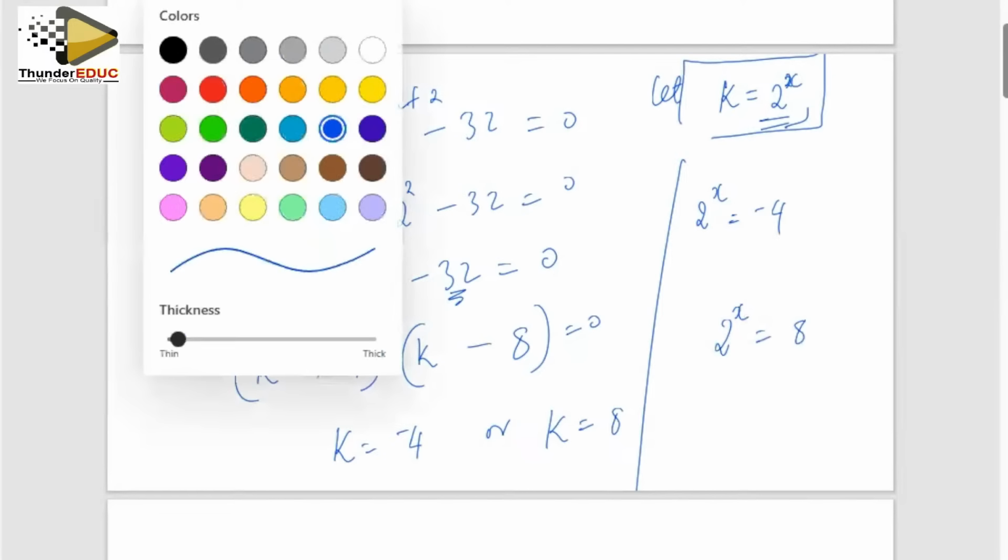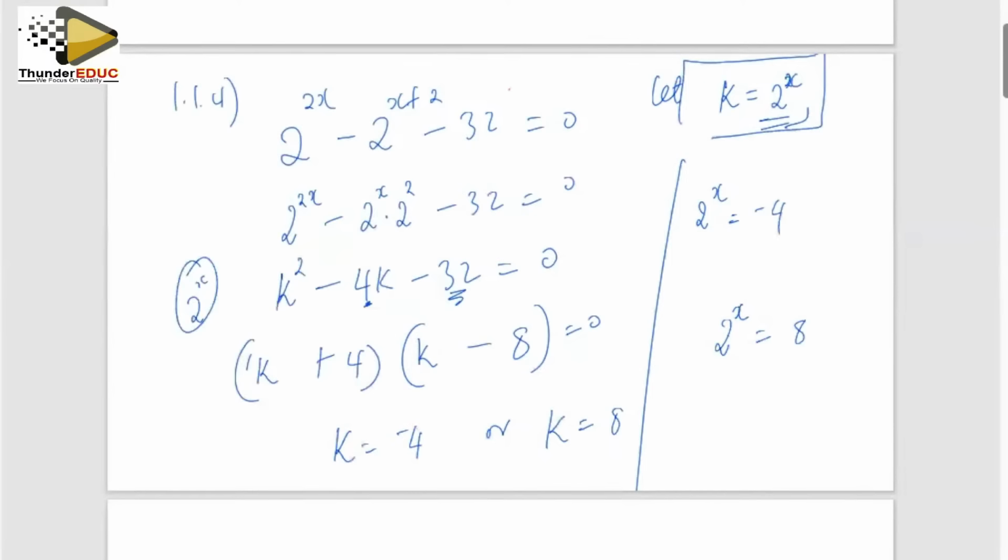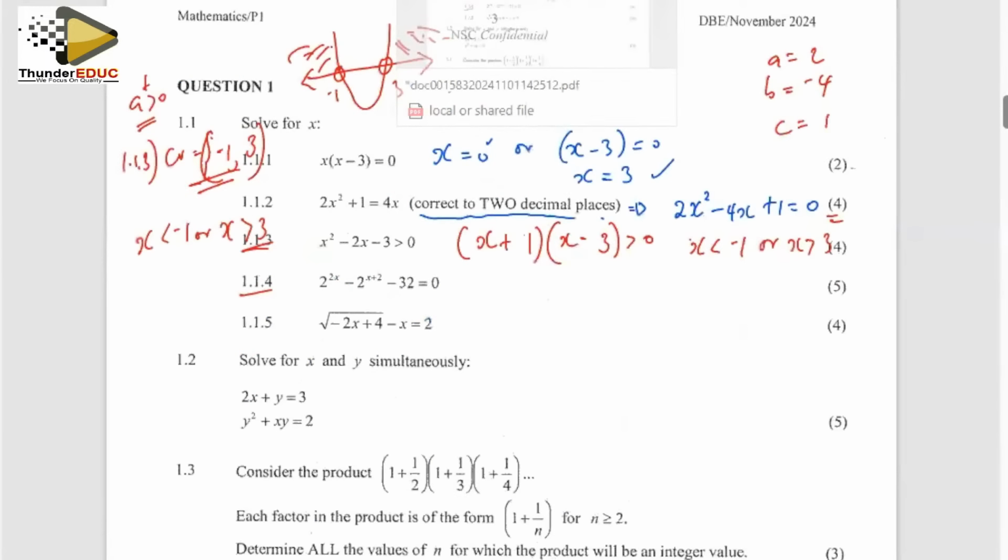But in our knowledge of exponents, we don't have anything that we can raise to another number and it gives us a negative answer. So this one, we don't have any solutions. It's not applicable. Then the second one does give us something. So 2 to the x is the same as 2 cubed. The bases are the same, which means x must be a 3. So that is how we would attempt 1.1.4 for these 5 marks.